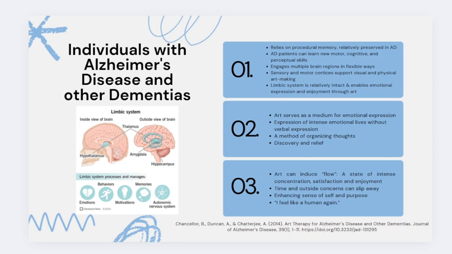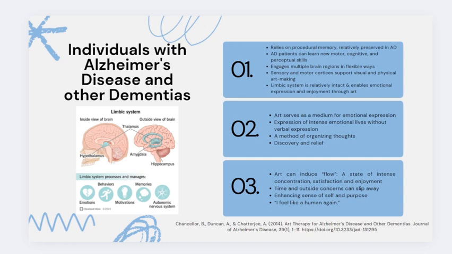Additionally, I wanted to touch on the limbic system, as it is also relatively intact for people with AD, and it enables this emotional expression and enjoyment through art. And so you can see in this image on the slide that the limbic system processes and manages emotions, behaviors, motivations, and even might drop some memories. And then that autonomic nervous system. So the limbic system is very important and quite useful in the artistic process.